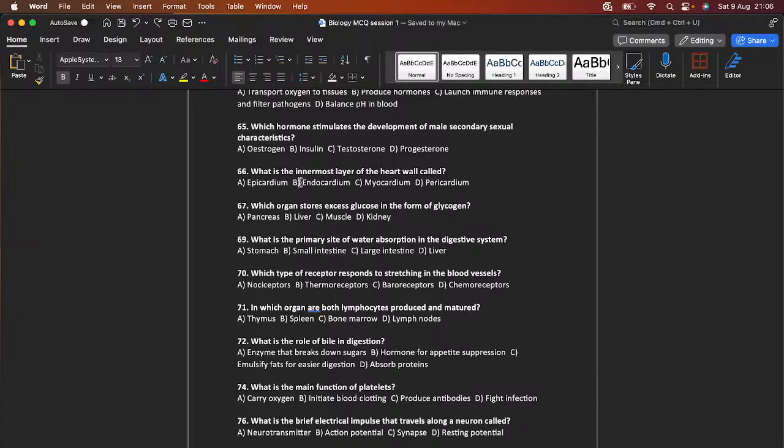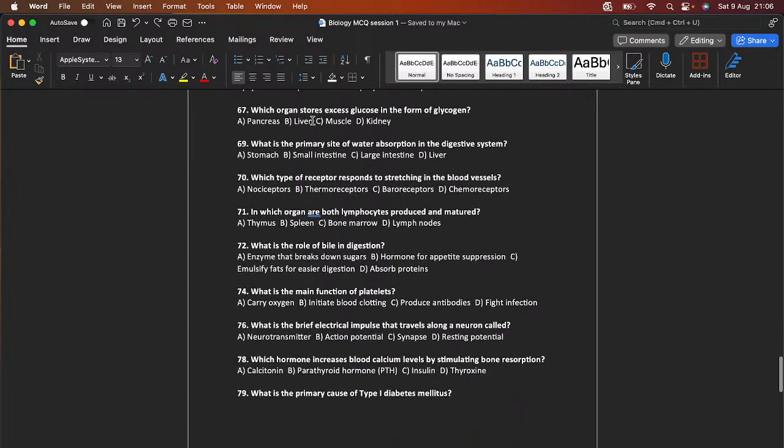The innermost layer is the endocardium. So if we look at all of these layers, from the innermost to the outermost, we have the endocardium, myocardium, epicardium, and then finally the pericardium. Okay, endo, myo, epi, and then finally peri.